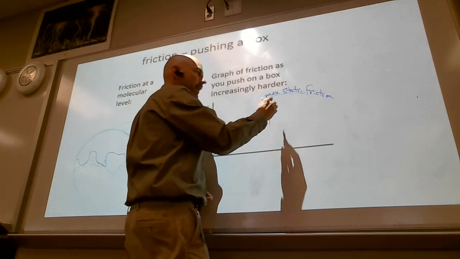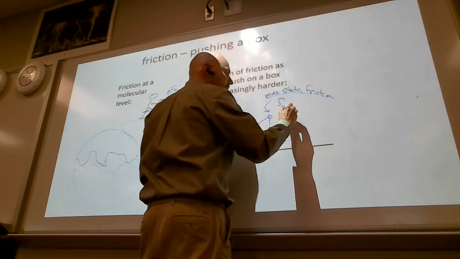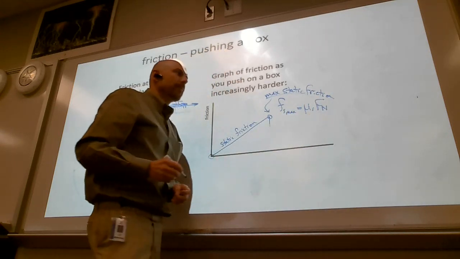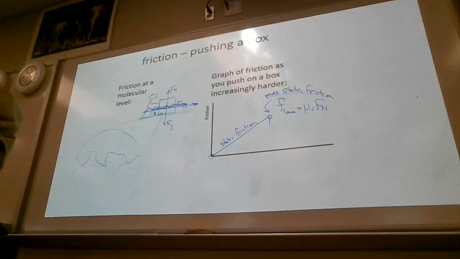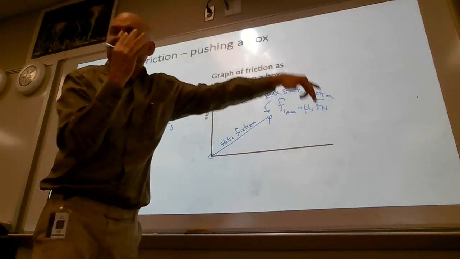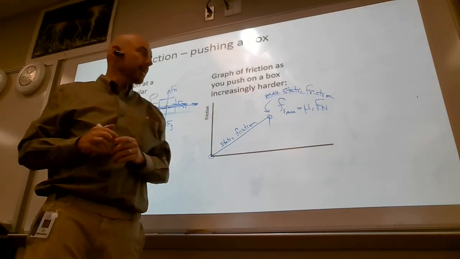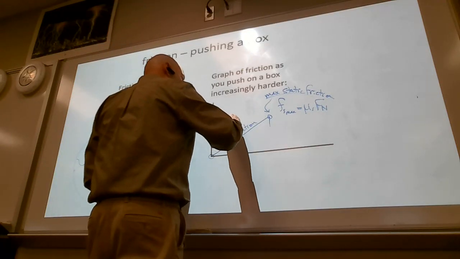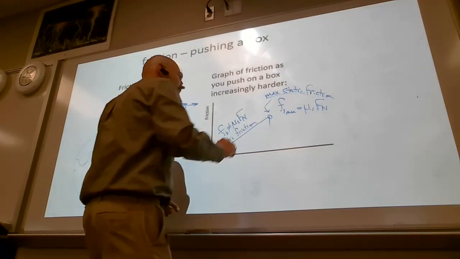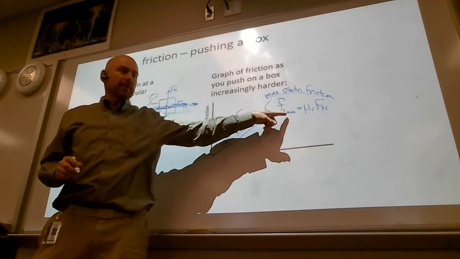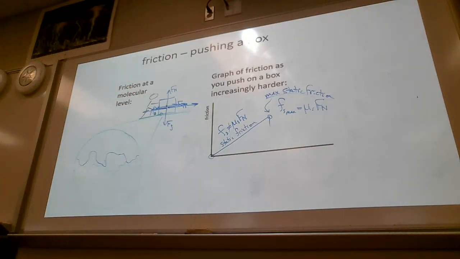Okay? That is what's equal to the coefficient of static friction times normal force. Is that maximum static friction? It's the breakaway. Static friction is not always equal to coefficient times normal force. It can range anywhere from 0 up until maximum static friction. Okay?